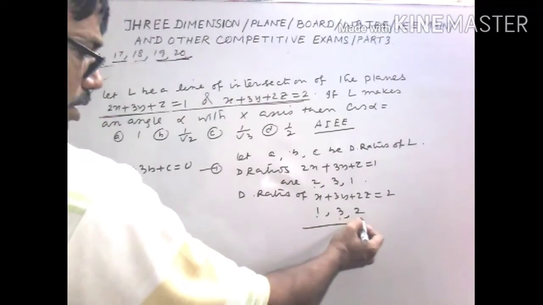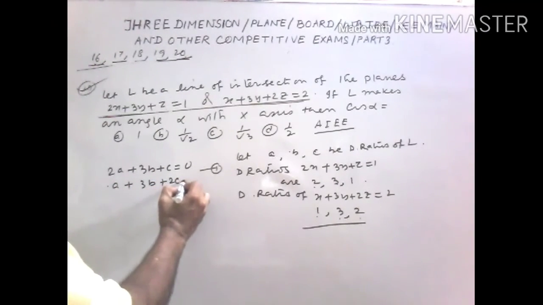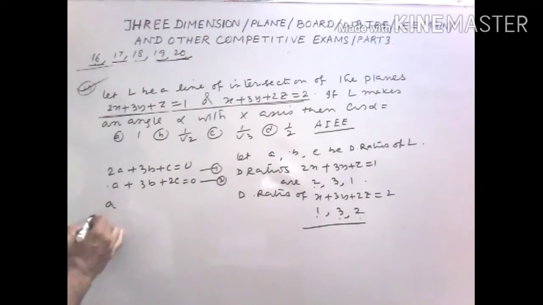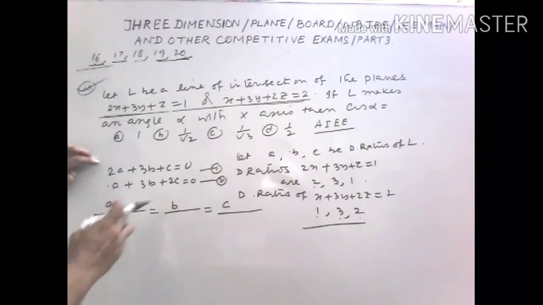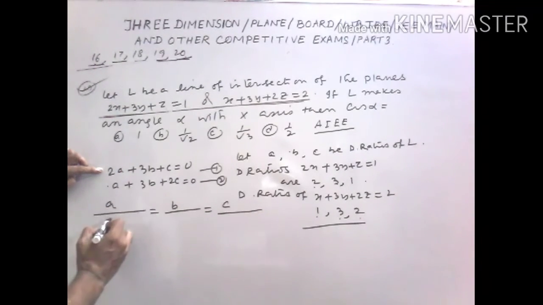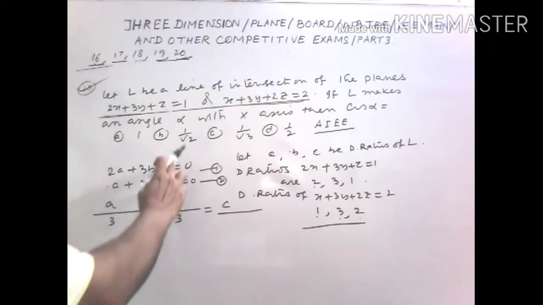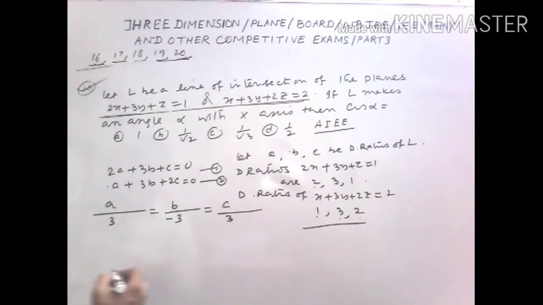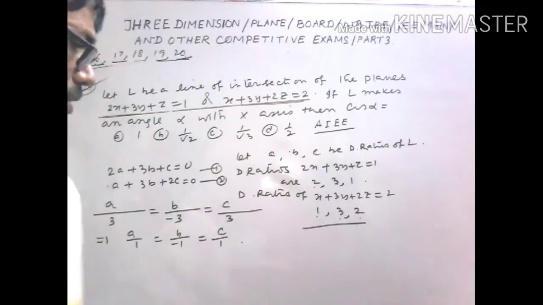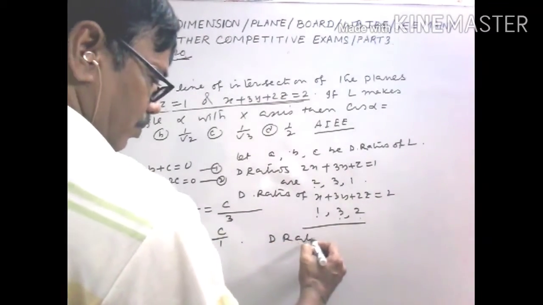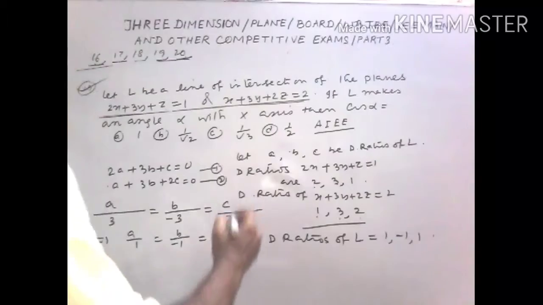And for the d ratios of the second plane, we get a plus 3b plus 2c equals 0. If we solve these two equations, a by (6 minus 3), that is a by 3, b by (1 minus 4), this is minus 3, c by (6 minus 3) is 3. So a by 1, b by minus 1, c by 1. So the d ratios of the line L are 1, minus 1, 1.